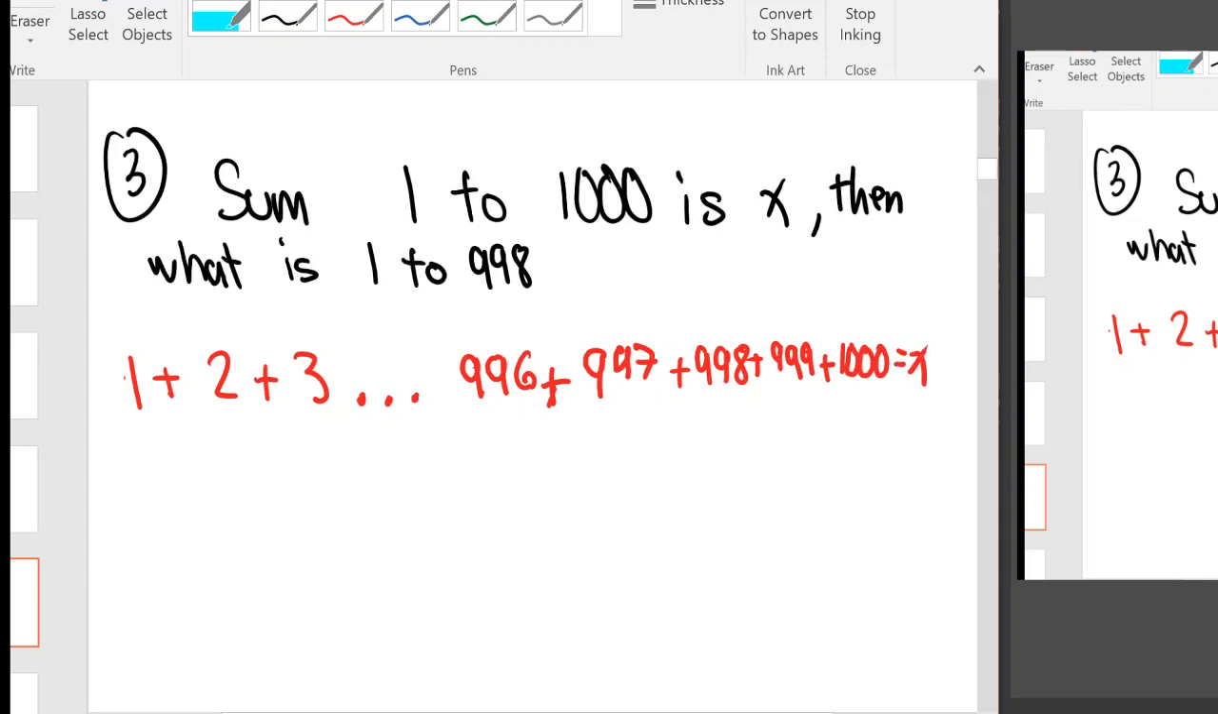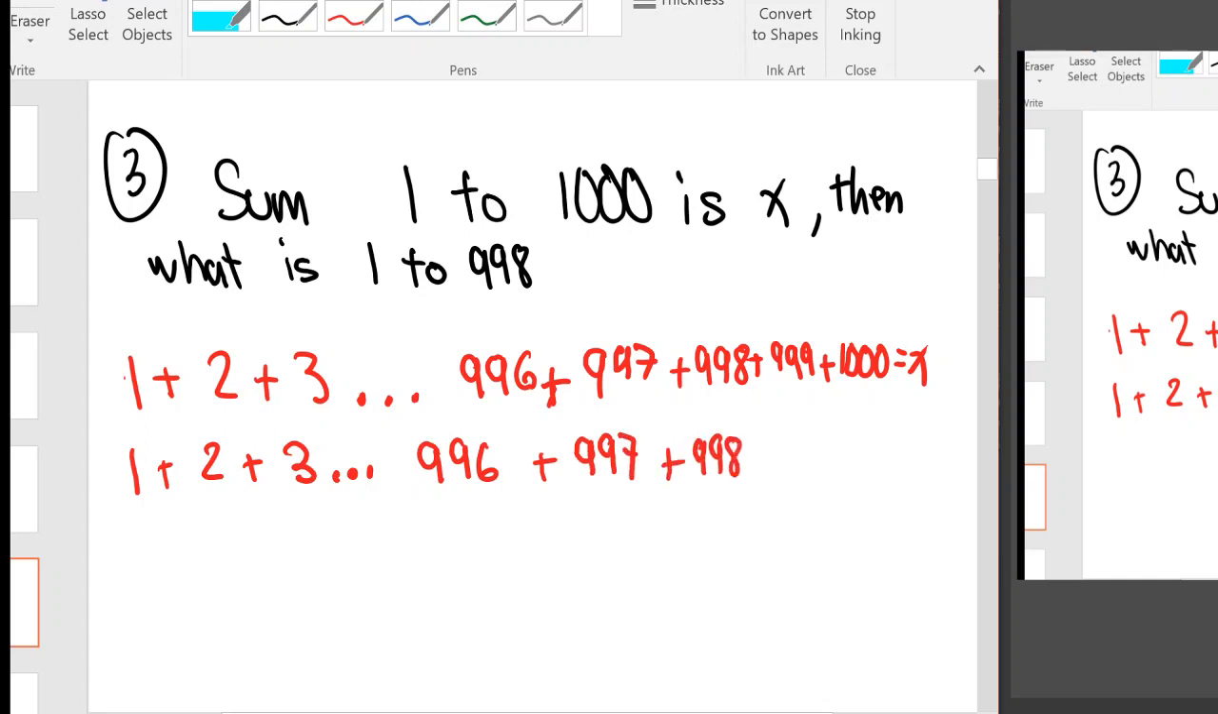But I really want to know the sum of 1 to 998. 1 plus 2 plus 3 dot dot dot 996 plus 997 plus 998. Well, we can see everything from start all the way to 998 is going to be in common. Gone, gone, gone, gone, gone, gone.